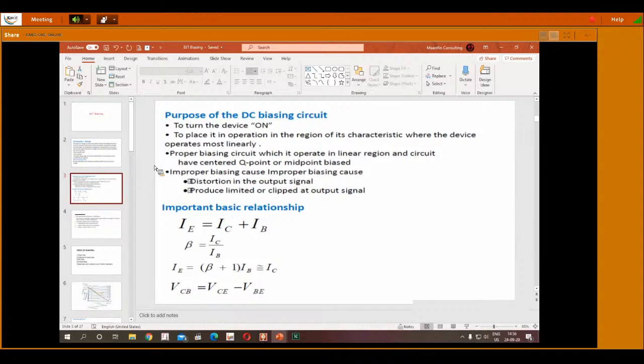If I neglect IB, I can ignore it because it is a very small amount of current. Next, applying KVL at the transistor in a common emitter configuration, the collector to emitter voltage is the sum of the collector to base and the base to emitter voltage. Now, if I want to find the collector to base voltage, it will be VCE minus VBE. So these are the basic relationships of currents and voltages in a common emitter configuration.